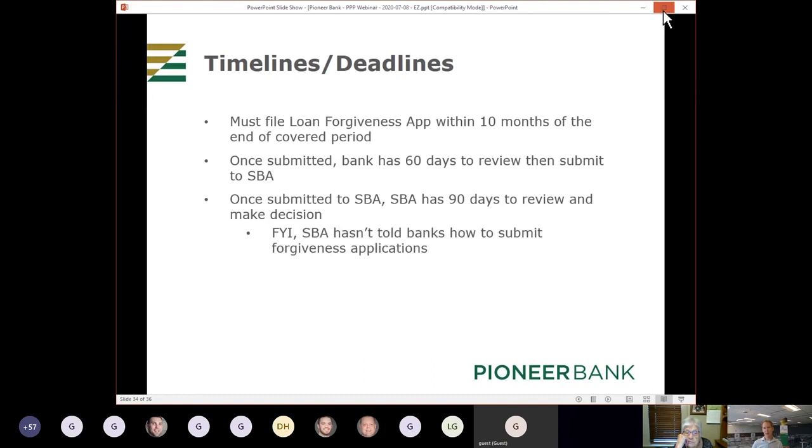As with a lot of how this program works, we're building the plane as we're trying to fly it. SBA hasn't told us how to actually submit forgiveness applications to them. We can receive them from you, but SBA hasn't even told us how to formally submit them for their clock to start. So as with all of this, we ask that you work with us and help us with timeframes and things that change along the way.